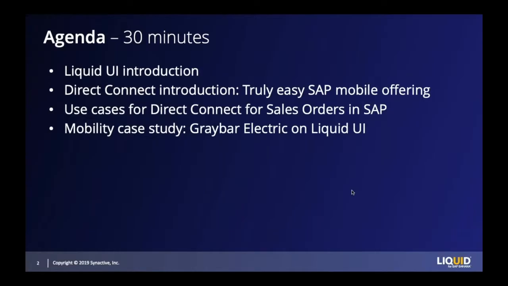To start things off today, we're going to give a quick introduction to the Liquid UI platform. This is for anybody who is new to Liquid UI. We'll take a comprehensive 40,000-foot view, and then we will drill into Direct Connect as one aspect of our technology, and we will see what it means to deliver truly easy mobility to SAP. Then, as a way of illustrating just how easy it is, we will speak about some use cases and demo the Direct Connect product in the context of sales order transactions in SAP. And then finally, we're going to wrap up with a quick mobility case study that highlights what Graybar Electric was able to do with the Liquid UI technology.